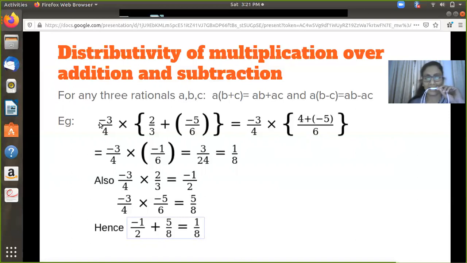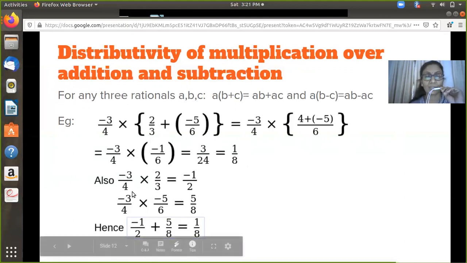So to start with, again, I have the 3 rationals, negative 3 by 4, 2 by 3, and negative 5 by 6. First of all, I try to add the B and C, and my sum happens to be negative 1 by 6 here. So this negative 1 by 6 is multiplied with negative 3 by 4, and my product comes out to be 3 by 24, which is nothing but 1 by 8. So this was the distribution of negative 3 by 4 over the addition of B and C. Now, if this has to be verified, I have to go on to the right hand side and see whether AB plus AC also happens to become 1 by 8.